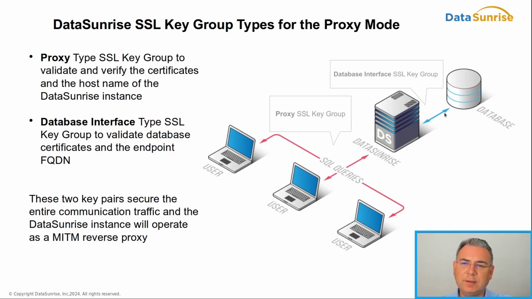Database interface key types are created for Data Sunrise itself. So the Data Sunrise proxy can validate the host name of the database instance and the certificate provided by the database. So these two key pairs can help you to validate each endpoint and certificates, and encrypt the traffic inside each of these connections: to the Data Sunrise proxy and from Data Sunrise itself to the database instance.